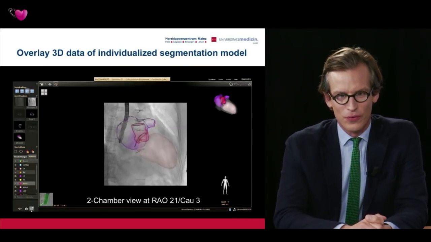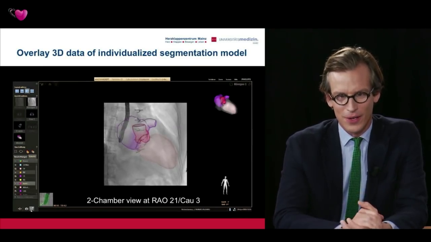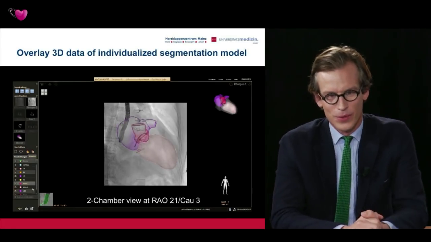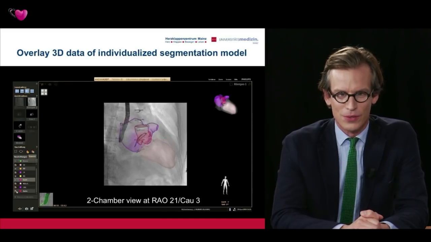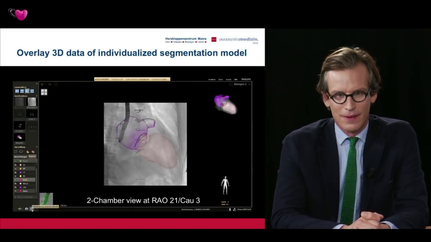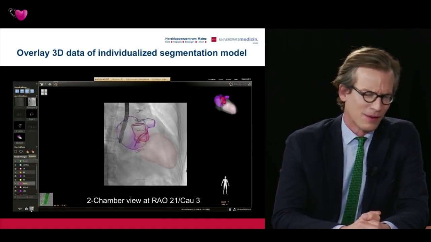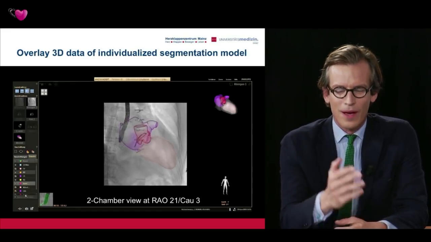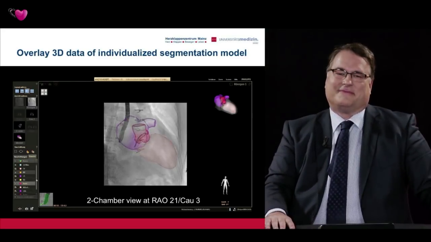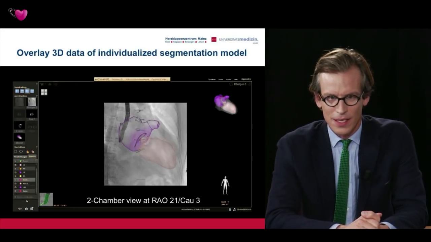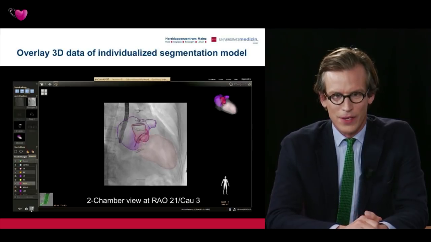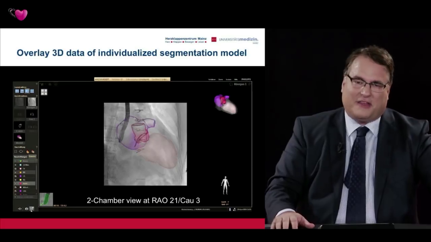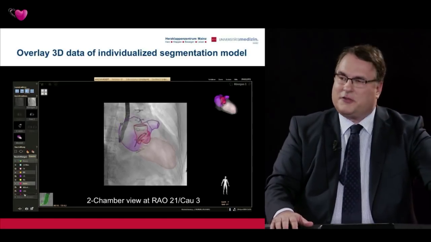So I move on and show you an RAO 30 view, which is, as Stefan said, what you are trained to use when you fill the chamber with contrast. So right, this is the LV angiogram. And you can tell here that the aorta has a pure overlay with the mitral valve, so that's the intercommissural 2-chamber view.